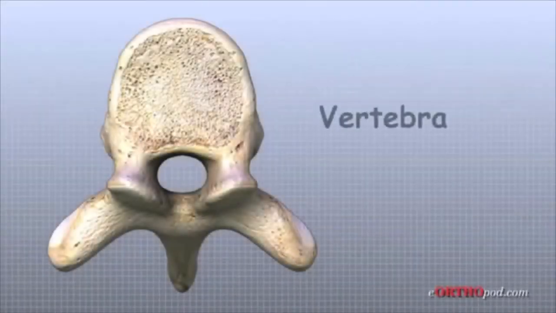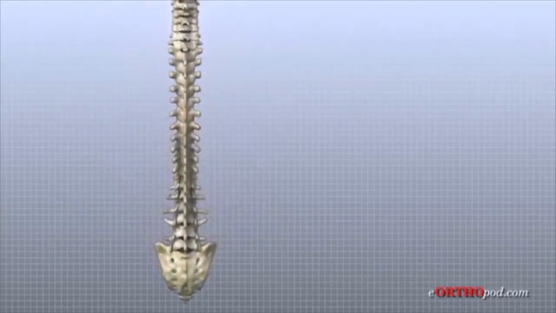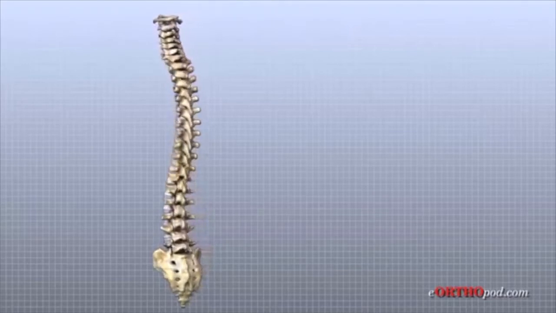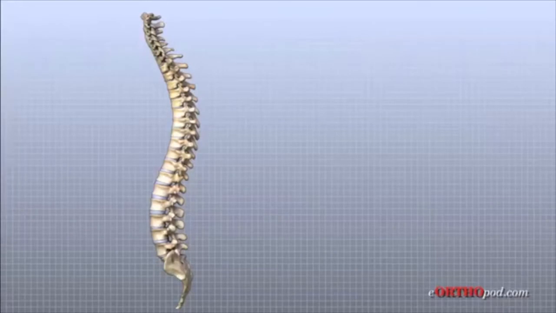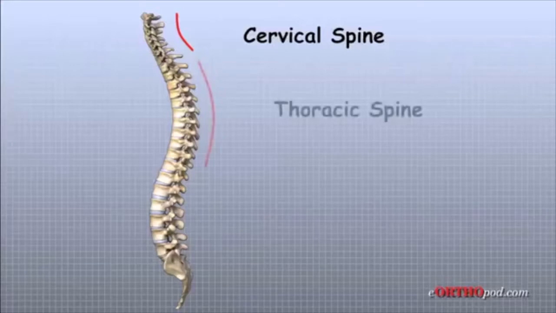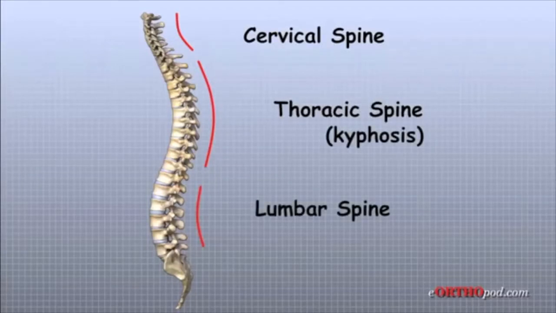The human spine is made up of 24 spinal bones called vertebrae. The vertebrae are stacked on top of one another to create the spinal column. The spinal column gives the body its main upright support. From the side, the spine forms three curves. The neck, called the cervical spine, curves slightly inward. The mid-back, or thoracic spine, curves outward. The outward curve of the thoracic spine is called kyphosis. The low back, also called the lumbar spine, curves slightly inward. An inward curve of the spine is called lordosis.